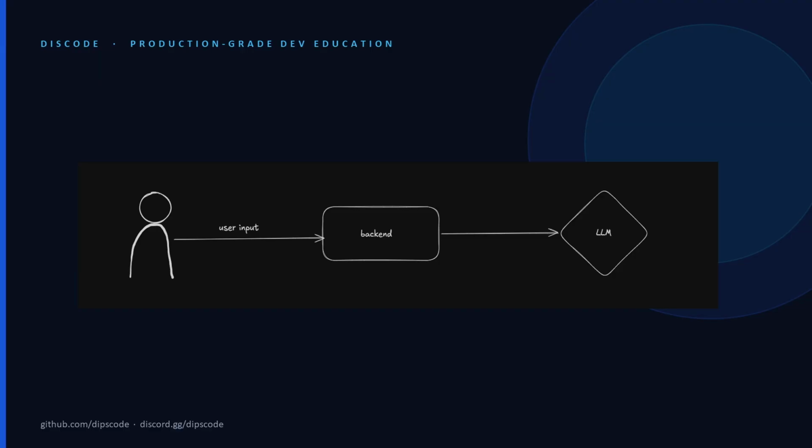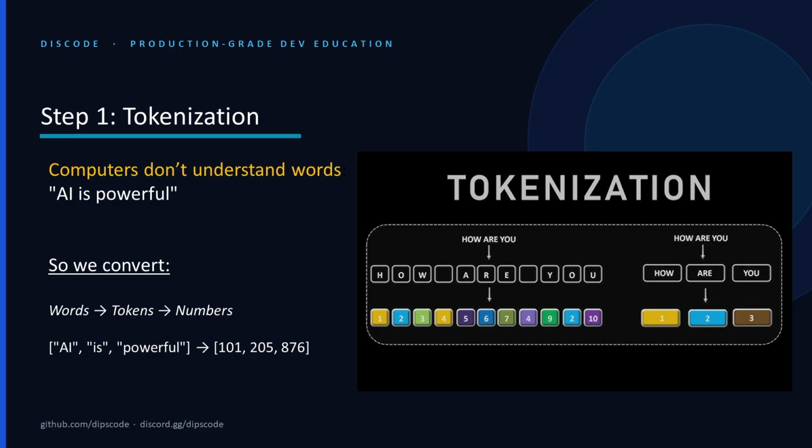So let's break down the core steps happening behind the scenes when the user sends an input to a backend system. The first step is tokenization. What is tokenization? Computers don't understand words. For example, if we send the sentence "AI is powerful," ChatGPT will not understand it as is. So our task is to convert these words to tokens. For now, think of a token as an individual word. Here, AI is a token, is is a token, and powerful is a token.